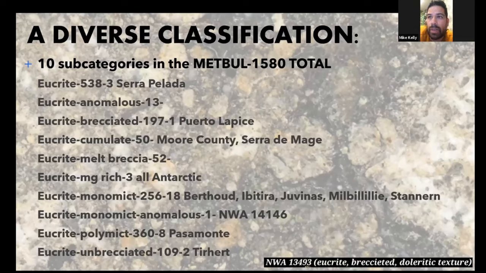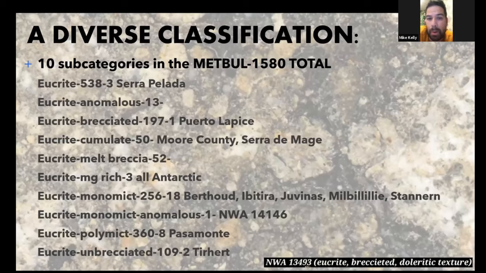We already covered Juvinas. What's great about that is although a lot of it was lost, it was a eucrite that made it into a ton of institutional collections. So that kind of spread the eucrites out for a lot of initial study. I think it went to something like 62 museums or major collections. So that's kind of like the Allende of eucrites.